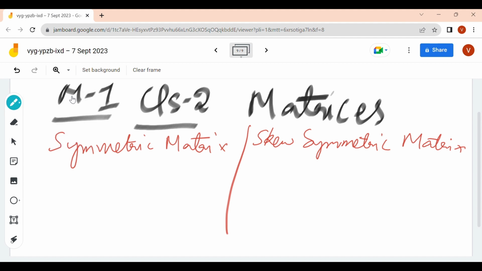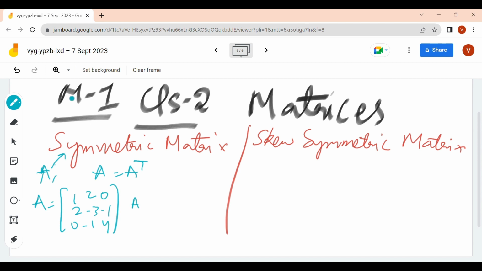Let's say A is a matrix. If A is equal to A transpose, then that A is called a symmetric matrix. That means if you take any of the numbers, you get the same way. Let me give an example: 1 2 0, then 2 minus 3 minus 1, and 0 minus 1 4. If I take A transpose, I get again 1 2 0, 2 minus 3 minus 1, and 0 minus 1 4.